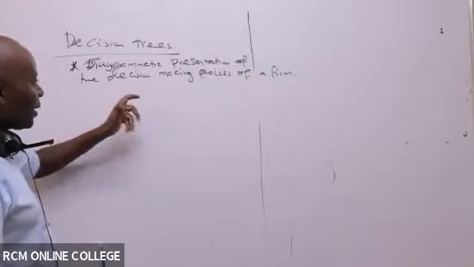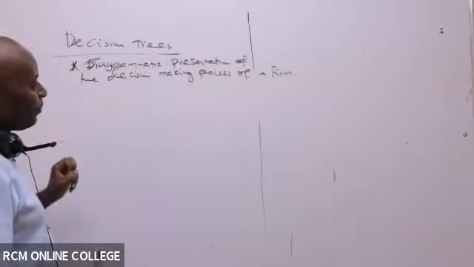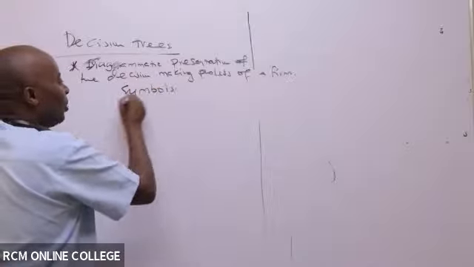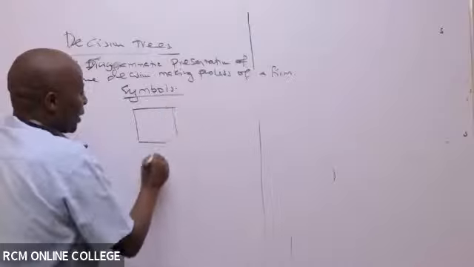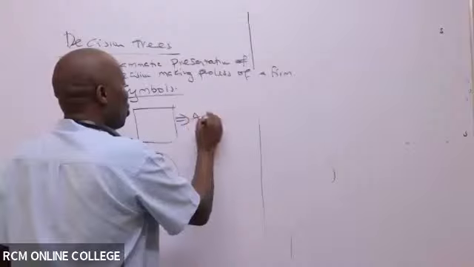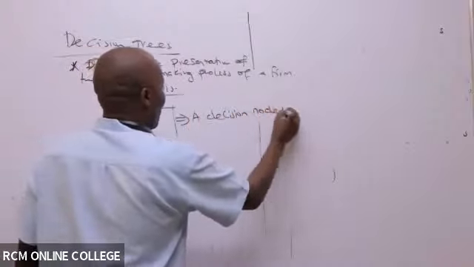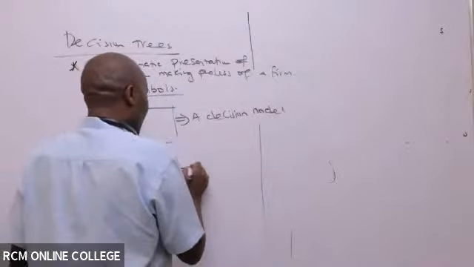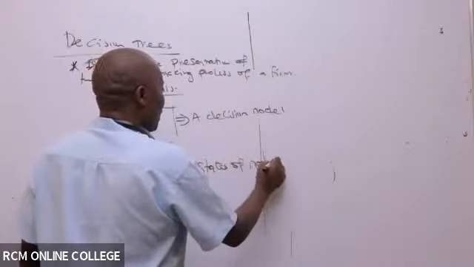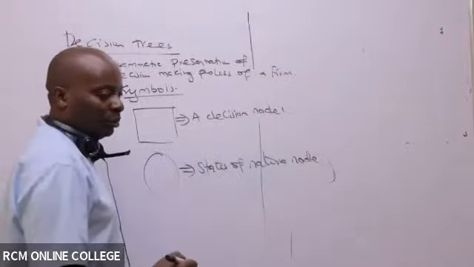When you draw that on a tree, then that tree will be called a decision tree. One thing you're supposed to appreciate is that we have got two symbols. In this case here we have a box, and then we have a circle. We call this one a decision node, and then we call this one here a states of nature node.